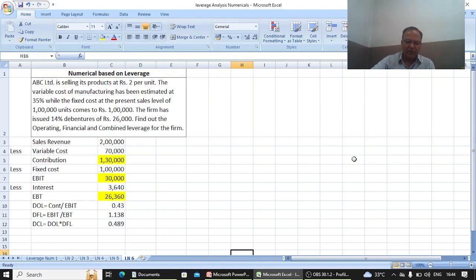In this chapter, I started with theory of operating leverage, financial leverage and combined leverage. After completing the theory, I solved the problems for you. I solved around 6 problems and I have covered all the things which are normally asked in the examination. Now after completing it, the chapter is complete. Thank you very much.